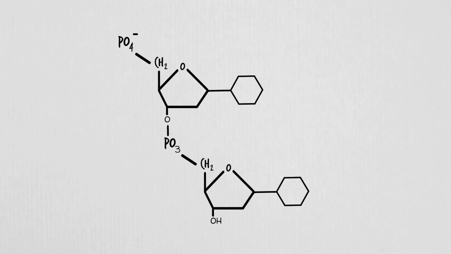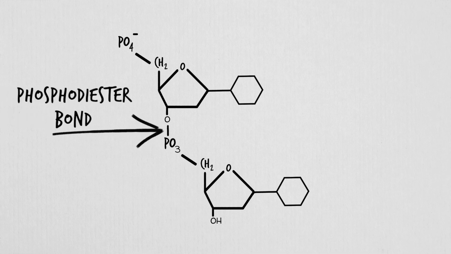Alternating sugars and phosphates form the backbone of each nucleic acid through the formation of a specific type of covalent bond called a phosphodiester bond. The phosphate group has a negative charge, which is why DNA samples migrate towards the cathode side during gel electrophoresis. Phosphate groups are the same in RNA and DNA.